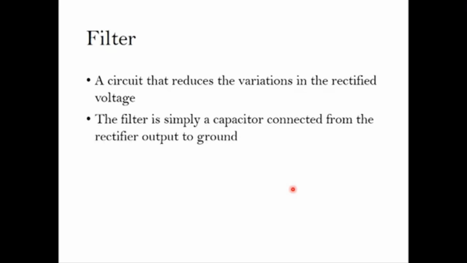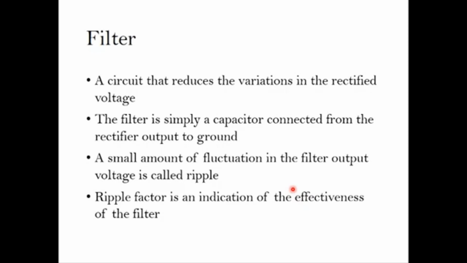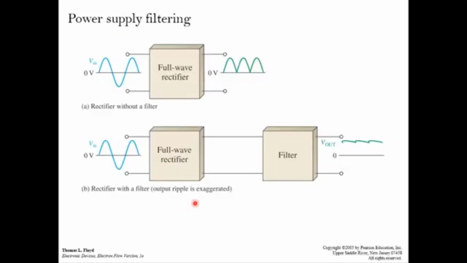The filter is simply a capacitor connected from the rectifier output to the ground. A small amount of fluctuation in the filter output voltage is called ripple. Ripple factor is an indication of the effectiveness of the filter. So the third and the fourth statements mean that after the filtering process, we cannot get a very fixed or very clean horizontal voltage line, but there will be some fluctuation. This fluctuation is called ripple. So the ripple factor indicates the effectiveness of the filter. If the ripple factor is 0, it means that there is no fluctuation. So this is the ideal condition.